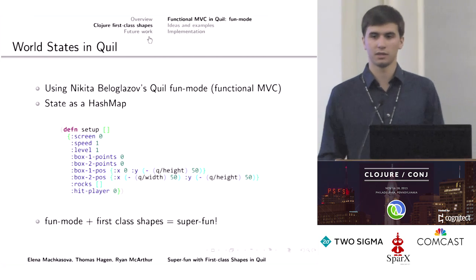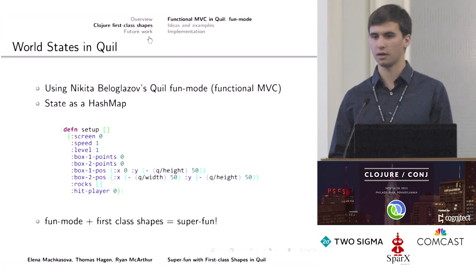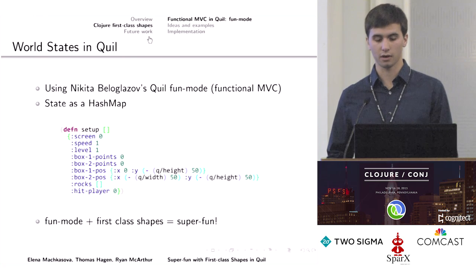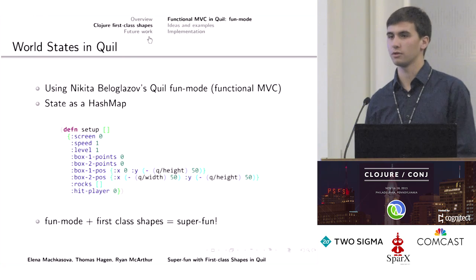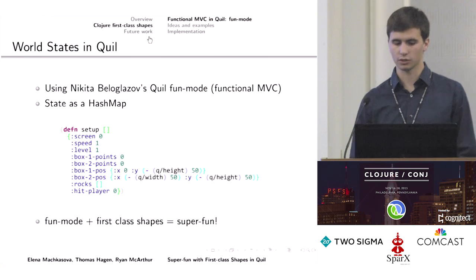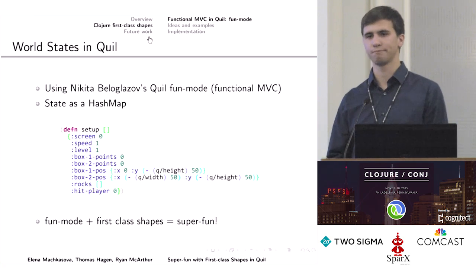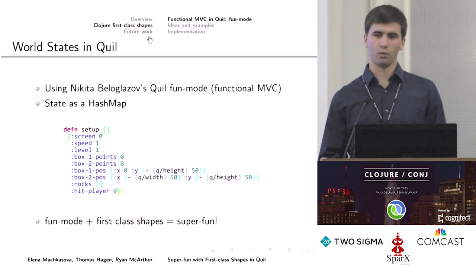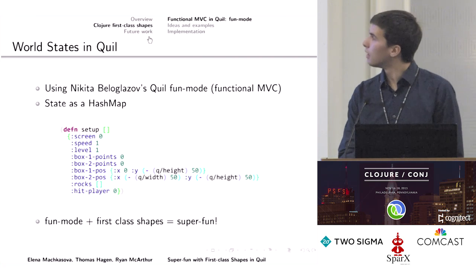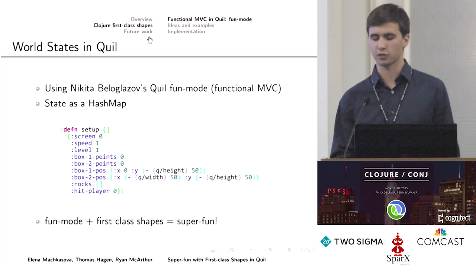So when we were looking at implementing first-class shapes, we needed the model view controller, and luckily Quil existed, a nice graphical library, along with functional mode called fun mode made by Nikita Beloglazov, which already implemented the model view controller for us. The state is basically a hash map that you can alter using multiple functions, or you can individually change everything using functions, or you can associate and change. And fun mode plus first-class shapes, we made a joke and started calling it super fun mode. So ours is just implementing first-class shapes into the functional mode of Quil.